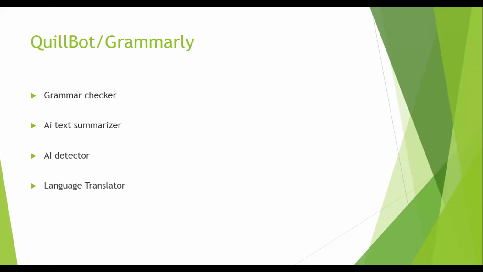And as they say, when they create a virus, they create antivirus also, right? Similarly, when they create an AI text summarizer, they also have a plagiarism scan or AI detector, which can identify whether you have copied from an AI source. It's like virus and antivirus. So Quillbot and Grammarly house this feature also, and they have a language translator as well.